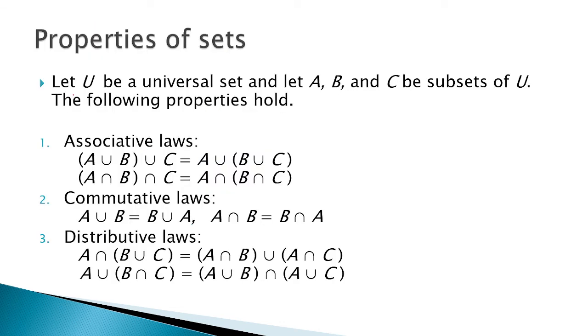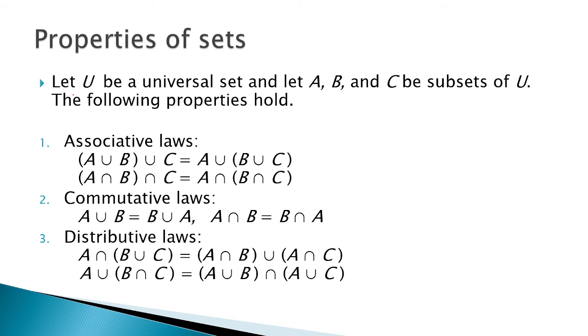Okay, so let's proceed with the next part of the discussion. We're going to discuss properties of sets. These are the different properties of sets. Given are three sets A, B, and C, which are subsets of the universal set U.